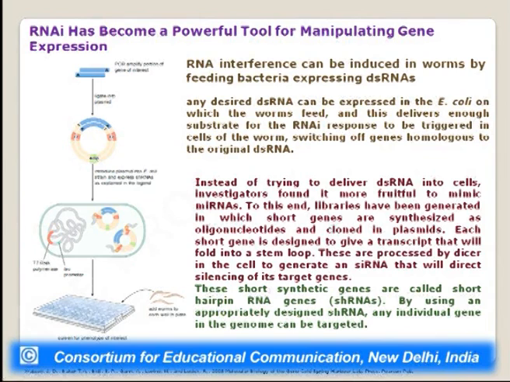as shown in the diagram, a PCR-amplified product is cloned into a vector, and this vector is introduced into the E. coli. Now, in the E. coli, it is not expressed by the E. coli RNA polymerase, but by a T7 RNA polymerase which is present there. These short synthetic genes are called short hairpin RNA genes. By using an appropriately designed shRNA, any individual gene in the genome can be targeted.